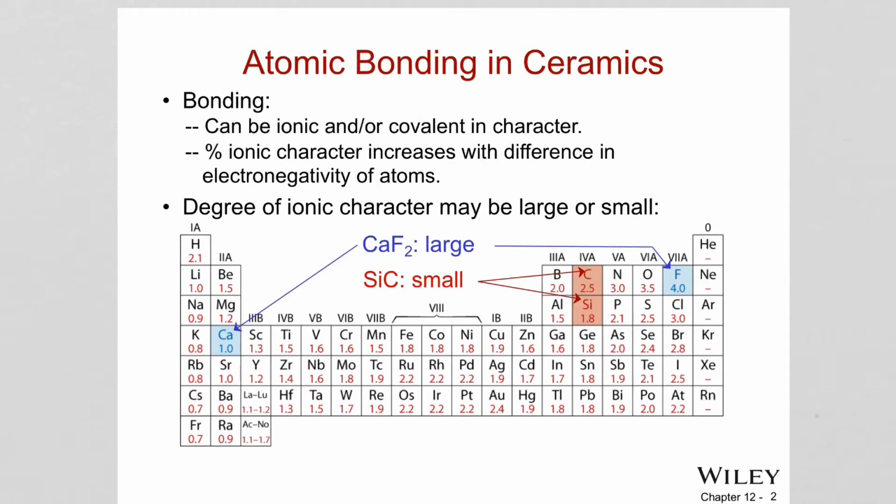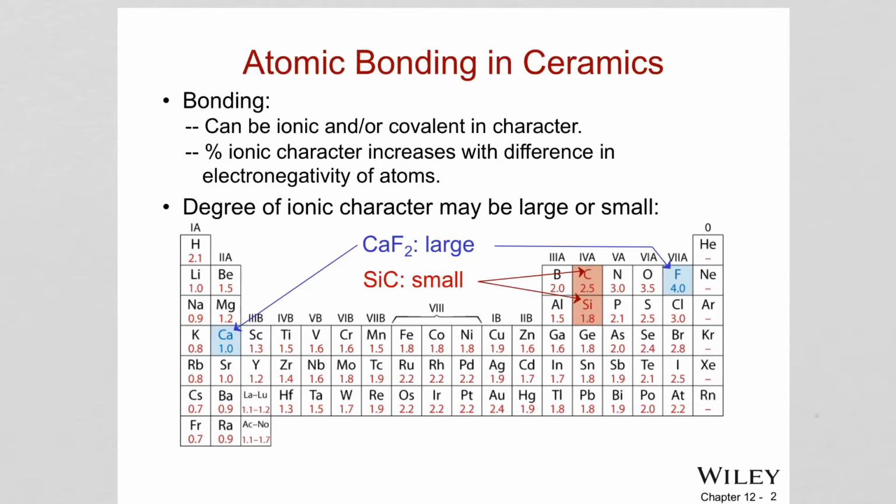So ceramic materials we briefly mentioned in chapter 1. They are inorganic materials. They are compounds between metallic and non-metallic elements. So when we say compounds, a certain ratio exists between the reacting elements. So interatomic bonds can be ionic and covalent bonds, and we have discussed that also. And the percentage of ionic character increases with the difference in electronegativity of atoms.